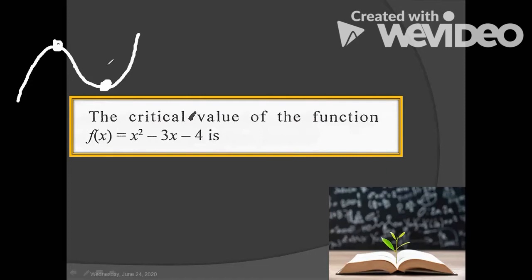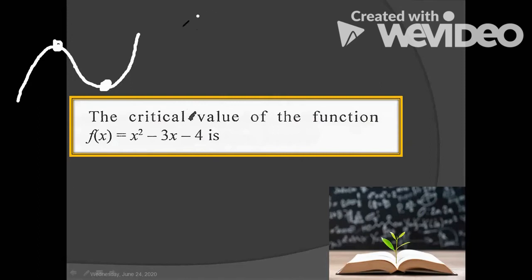Now, at the critical value, turning point or stationary point, dy dx is equal to 0, or f prime is equal to 0. In other words, the gradient of the function at the critical point is equal to 0. So to find the critical value, we're going to differentiate this function, put it equal to 0 and solve for x.